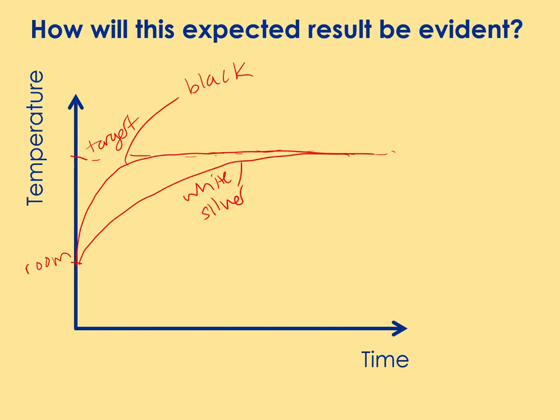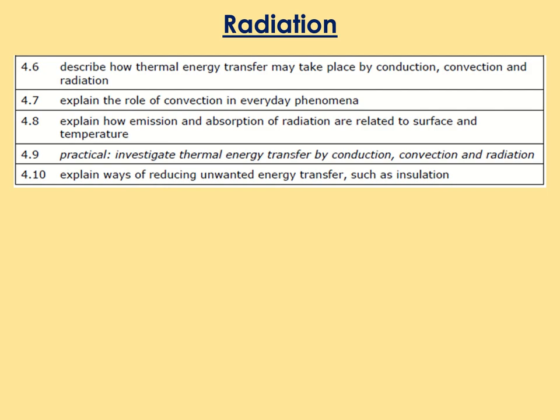would take longer. So that's it for radiation. We've explained what it is, we've explained how temperature and surface are linked to both emission and absorption, and we've looked in a lot of detail at how you would investigate that in the lab.